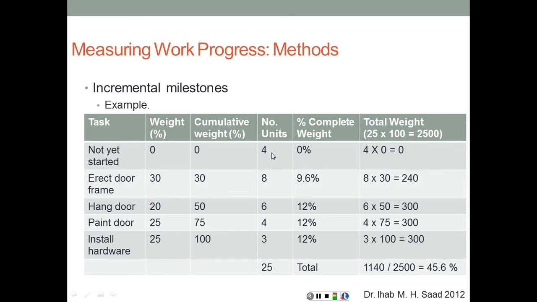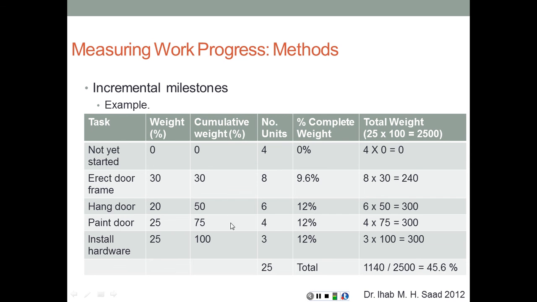So for the doors that have not been installed, it's 4 times 0, so it's 0. For the doors that have been erected or manufactured, it's 8 doors, and that's 30%. So 8 times 30, which is 240 points, compared to the 2,500 points, that's 9.6%.